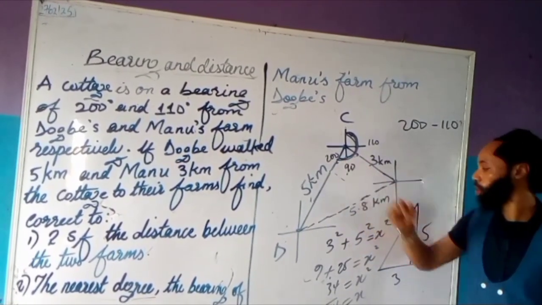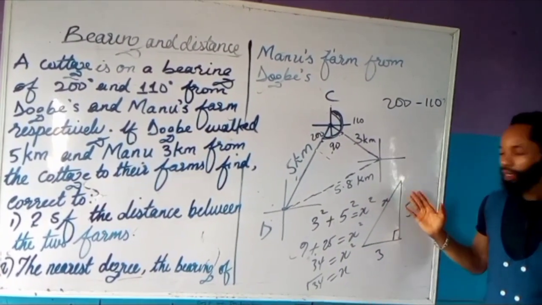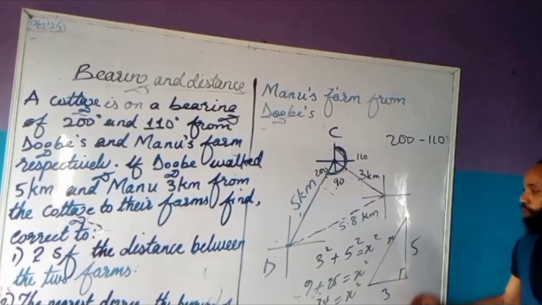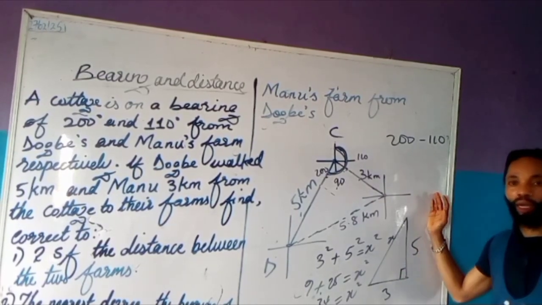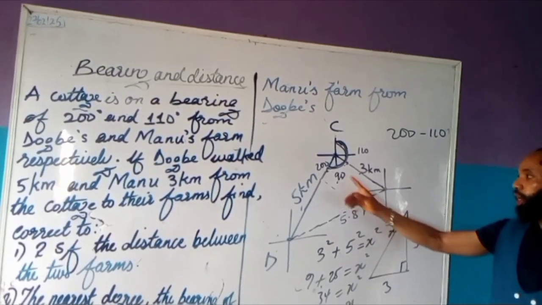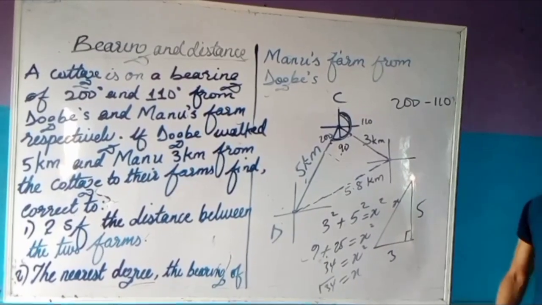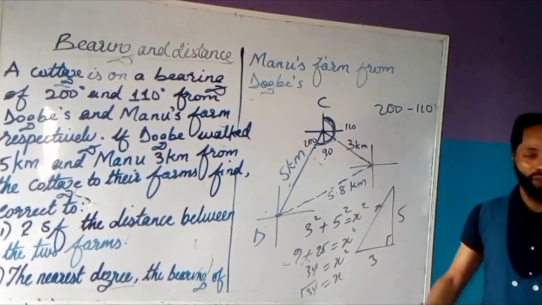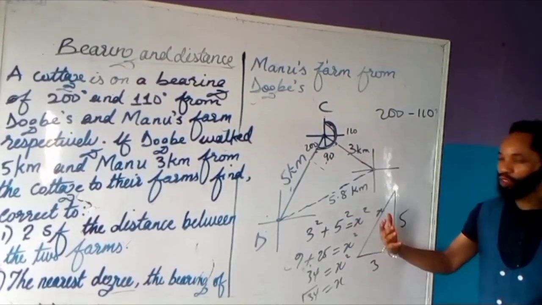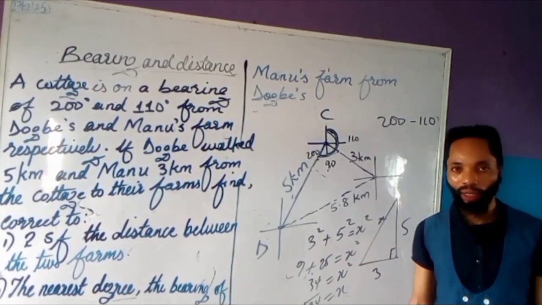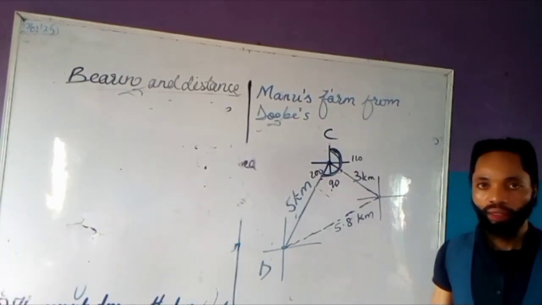So we went on to use what? That's why we use the Pythagoras theorem, because we had a 90 degree angle. That signifies a right angle triangle, so we go straight to Pythagoras theorem. There's no point using the sine rule or cosine rule.